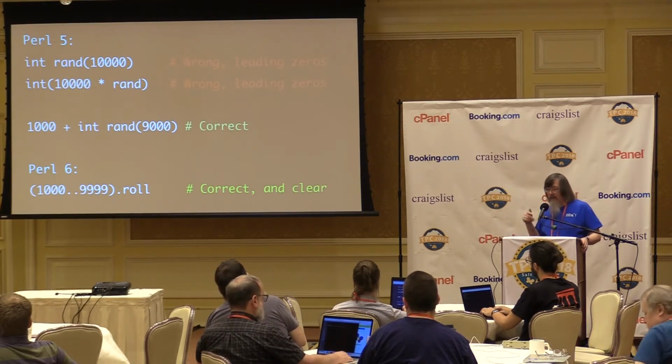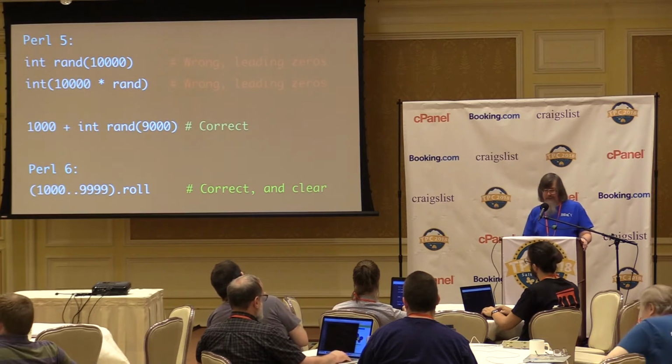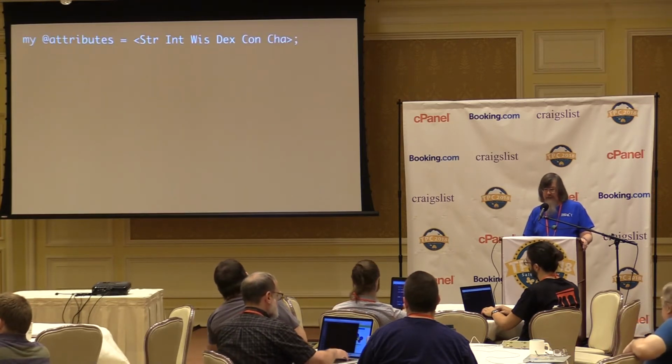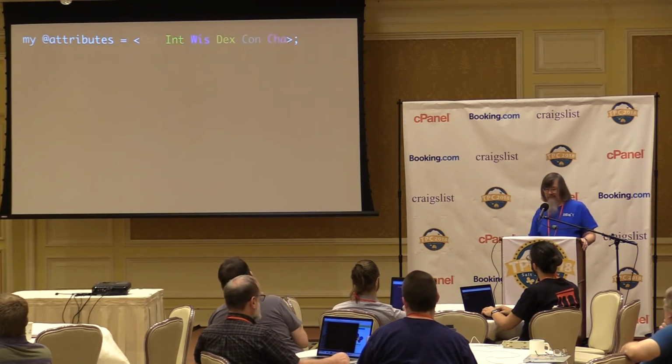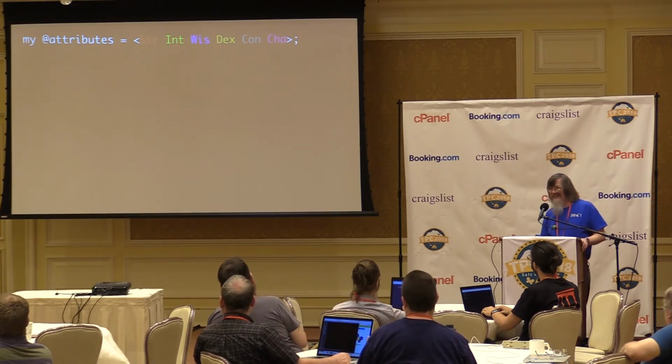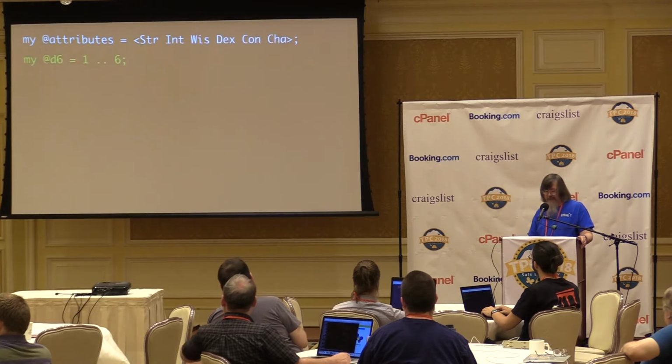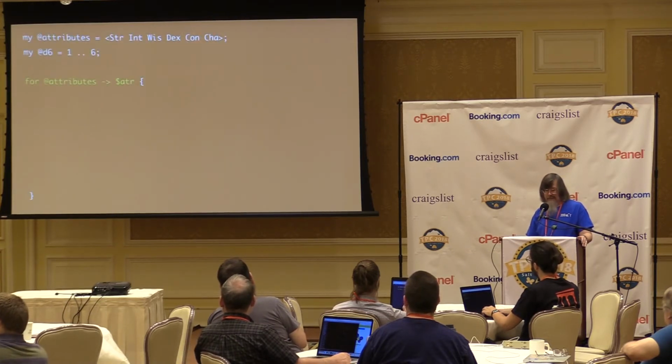Roll can take an argument if you're rolling multiple times. So if we're rolling up a new Dungeons & Dragons character, you do recognize these attributes, right? Lots of nods. For YouTube, I'll say it's strength, intelligence, wisdom, dexterity, constitution, charisma, the classics. So you're using 6-sided dice. We will loop through the attributes, printing the stats for each one.